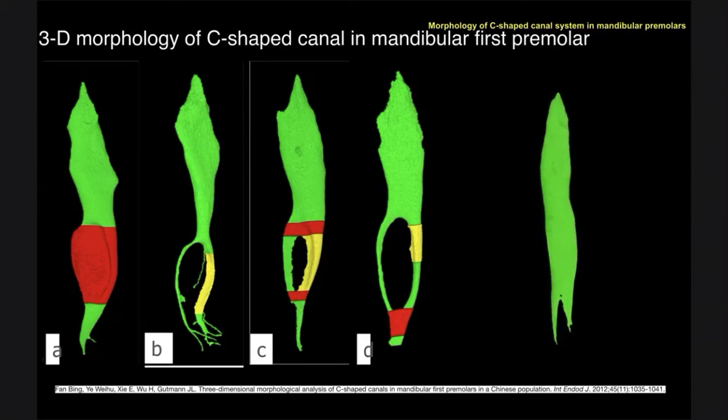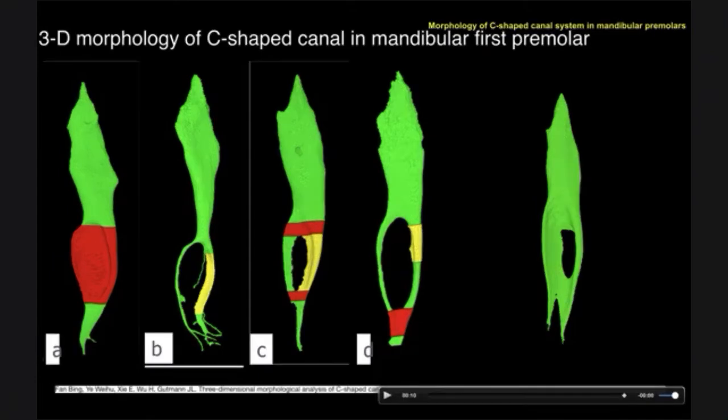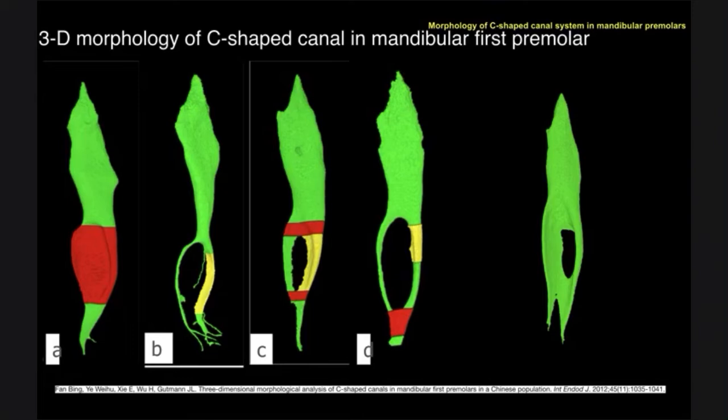Dr. Fan classified the three-dimensional morphology of the C-shaped canal in mandibular first premolars into four types. A is type 1. There's a continuous C-shaped canal only. In type 2, this is a semilunar buccal canal only, with a lingual separated canal.